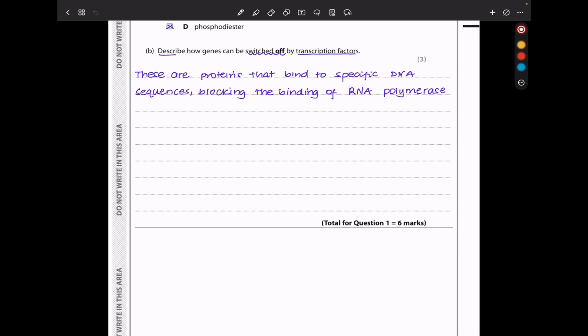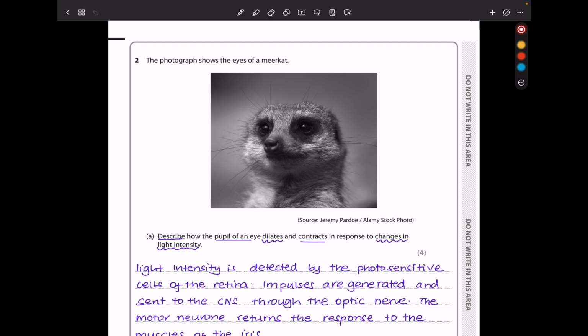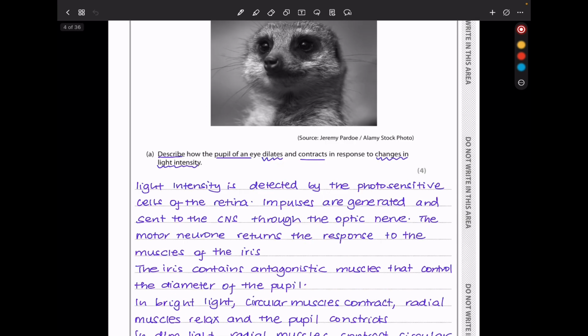So this brings us to the end of question 1. Let's continue to question 2. In question 2, the photograph shows the eyes of a meerkat. They say describe how the pupil of an eye dilates and contracts in response to changes in light intensity.